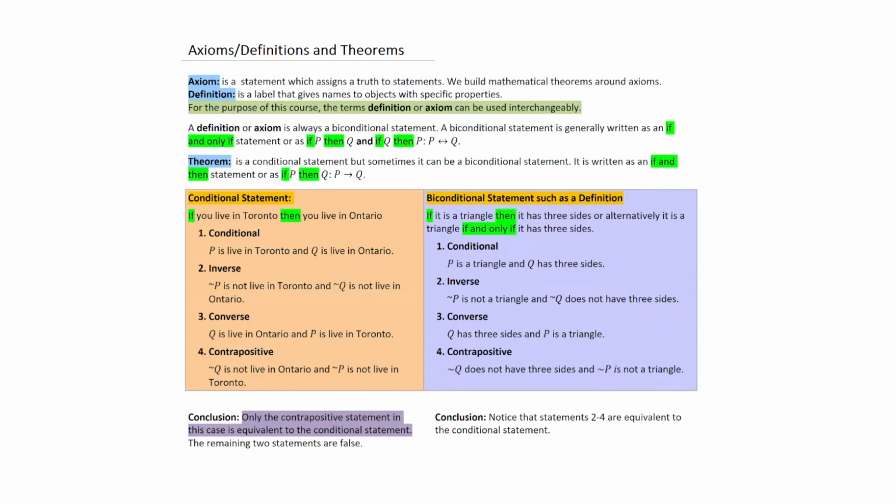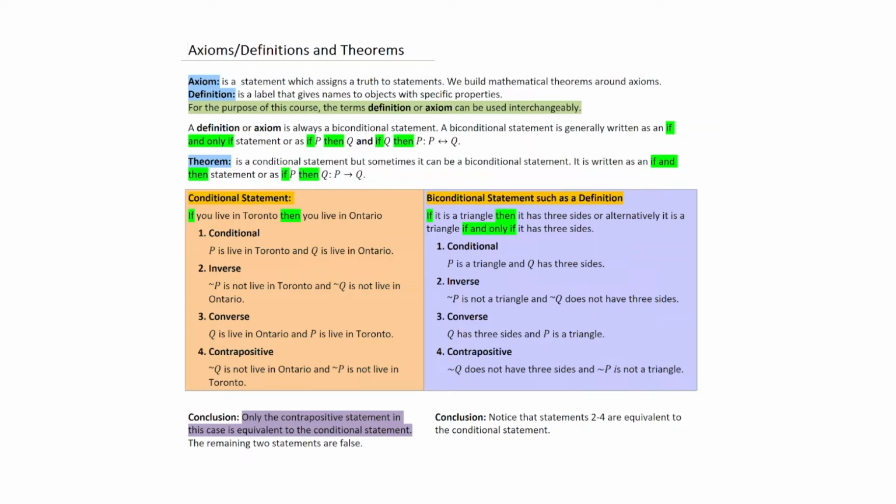Okay, so this is the only slide you're going to get, more or less, sort of trying to introduce the notion of what we mean by axioms, definitions, and theorems. And of course, there's some confusion out there in that we sometimes use axiom and definition interchangeably, which generally speaking can be done, but to be clear, an axiom is a statement which assigns a truth to statements. We build mathematical theorems around axioms. Definition, on the other hand, is a label that gives names to objects with specific properties. So for the purpose of this course, the terms definition or axiom can be used interchangeably. So just not to confuse things.